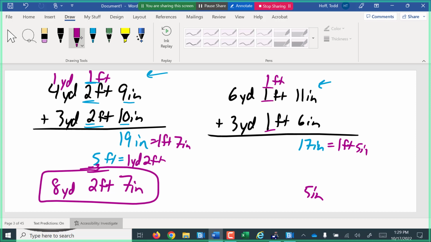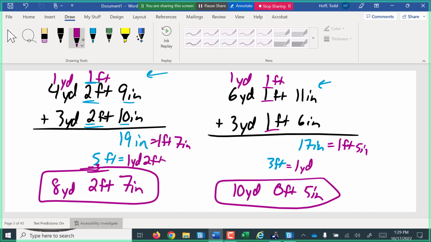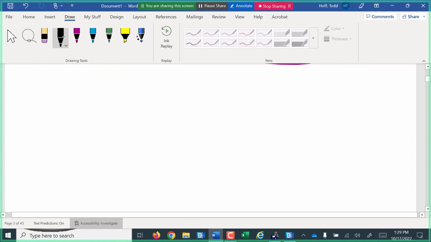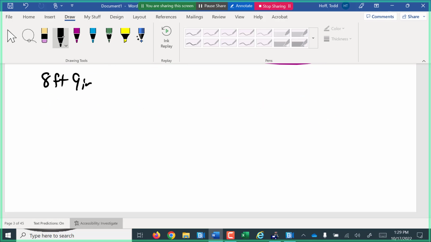We have 1 foot, 1 foot, and 1 foot make 3 feet. Is that bigger than a yard? Yeah, that is a yard, so there's 0 feet left over, and we carry our yard. How many yards? 10 yards. There we go. Perfect. 1, 6, and 3 is 10 yards. So 10 yards, 0 feet, 5 inches. When we go to subtract, we might have 8 feet, 9 inches minus 6 feet, 3 inches.